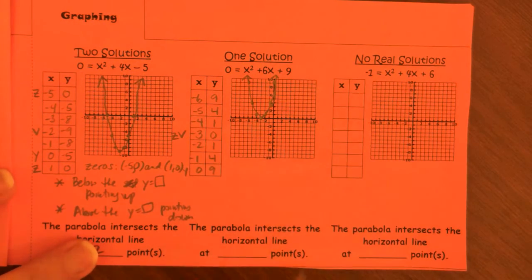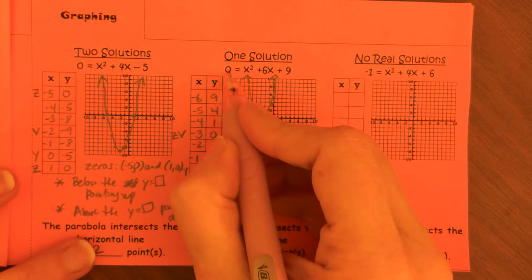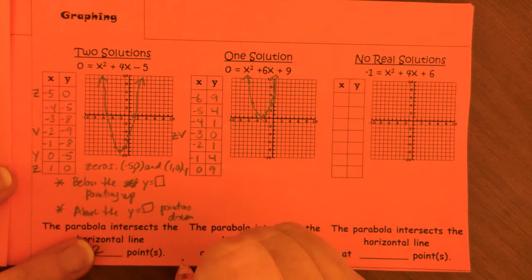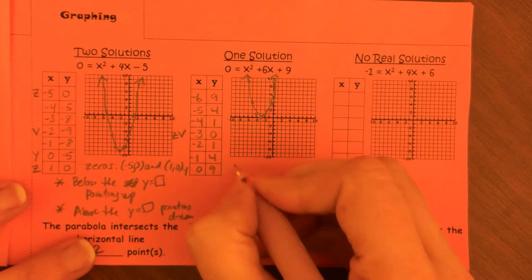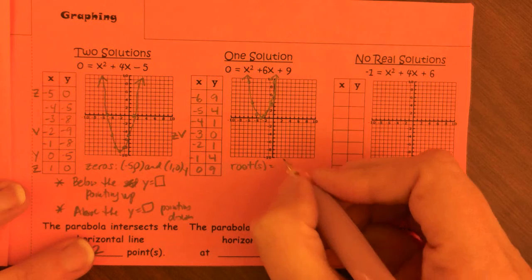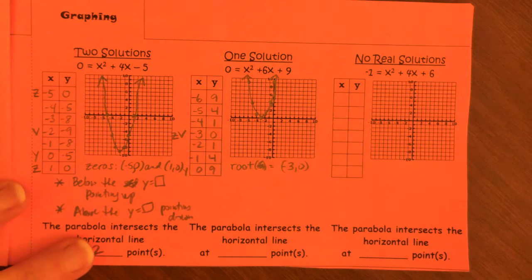Now, for this one, what I notice is that at y equals 0, which is my solution, I only have one solution to that equation. Only one solution. So my root is -3, 0.